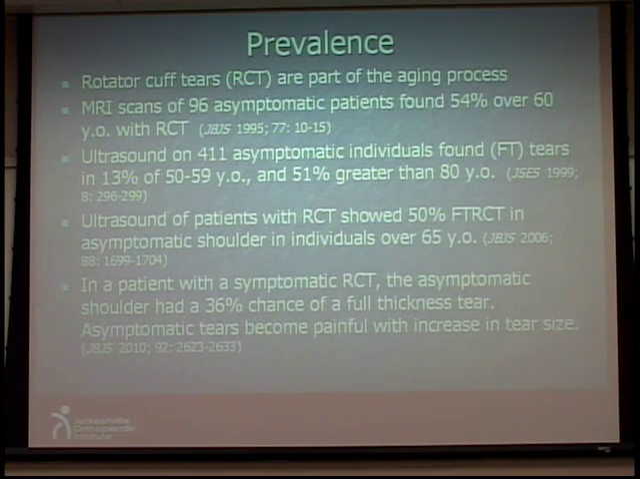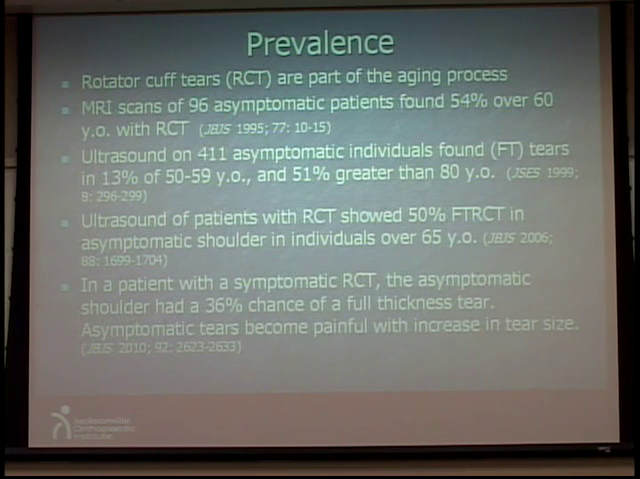Well, how common are rotator cuff tears? Well, certainly it is more common as we age. MRI scans done of 96 asymptomatic patients found that over half, over the age of 60, had a rotator cuff tear, and these are individuals without symptoms.